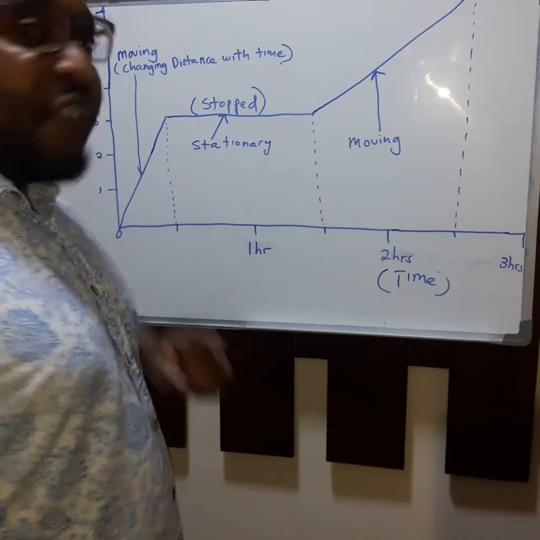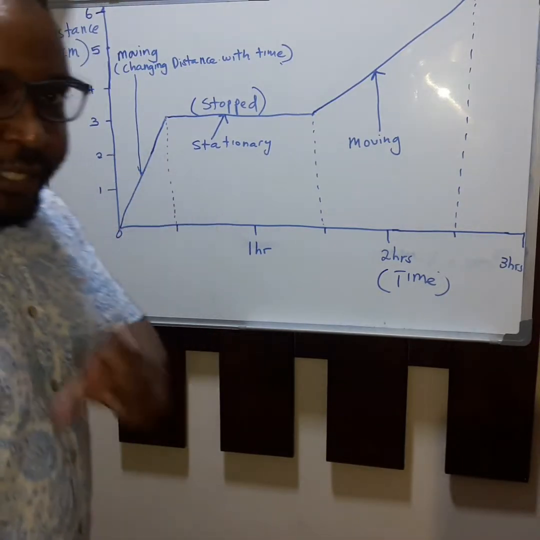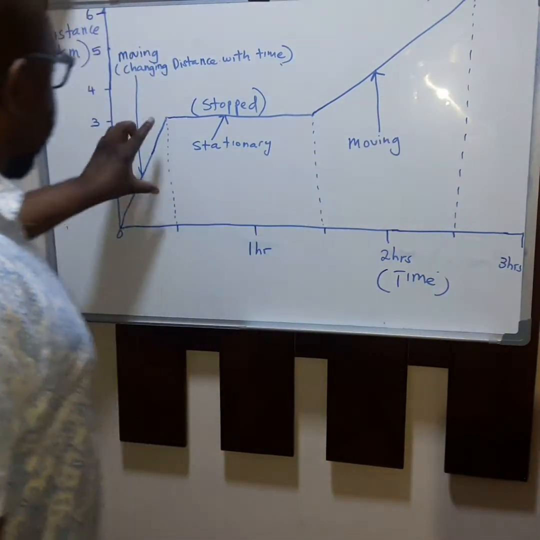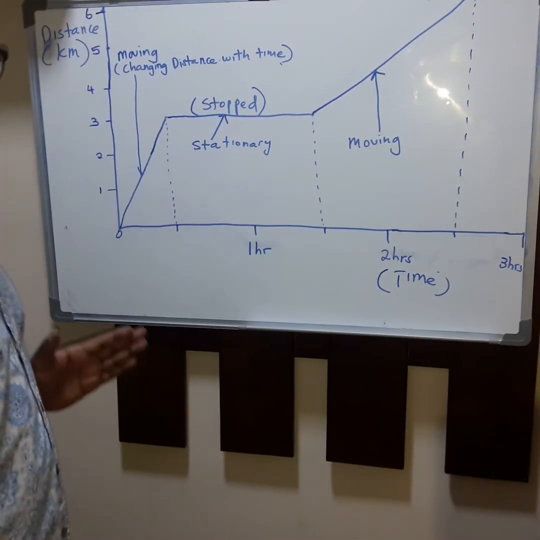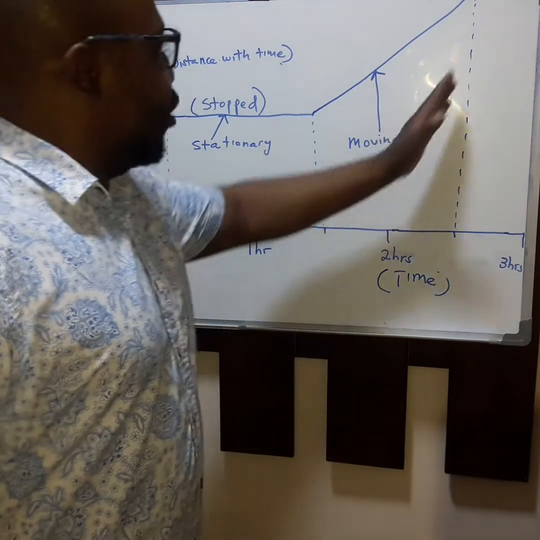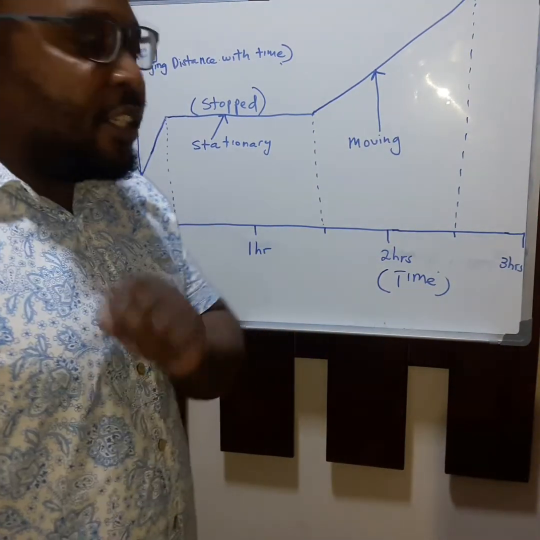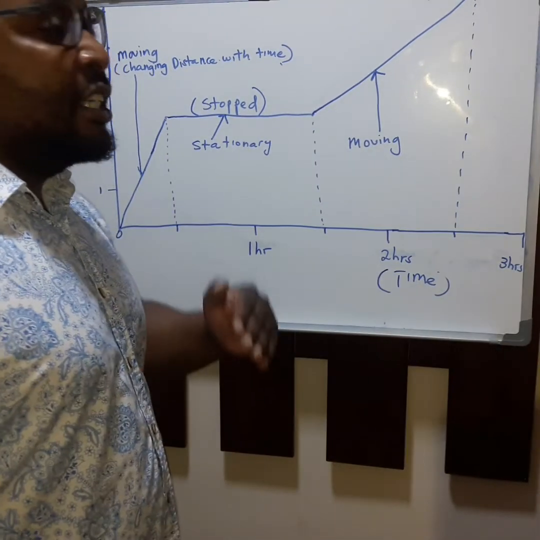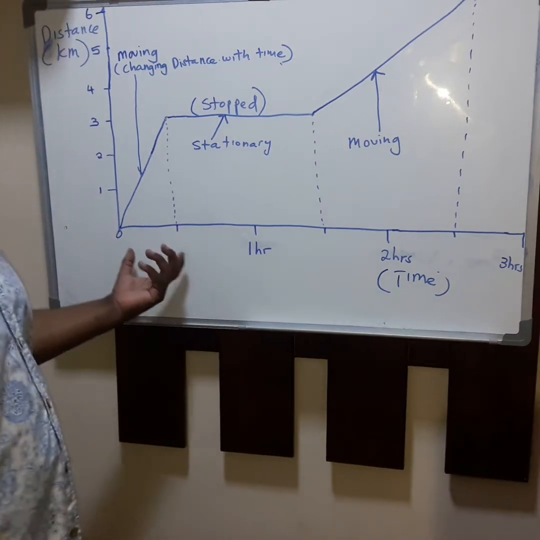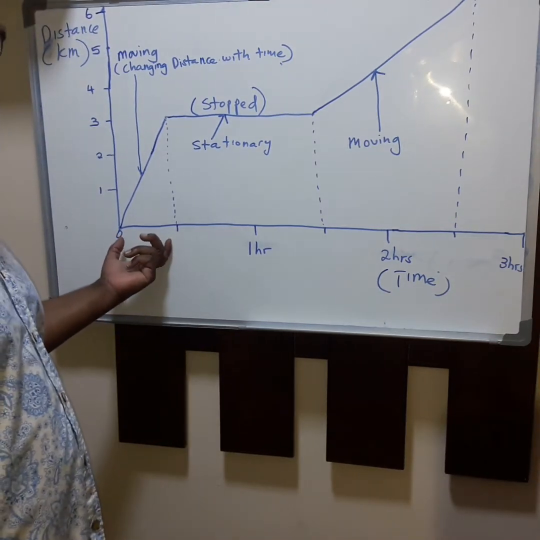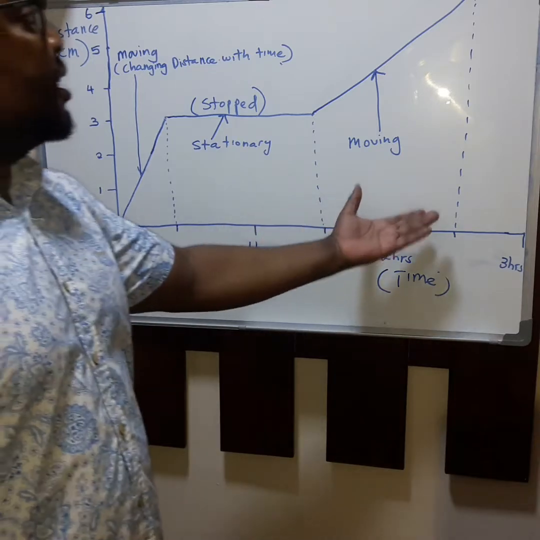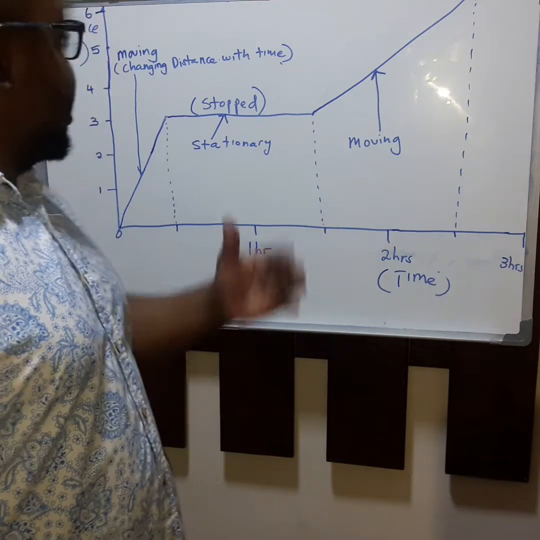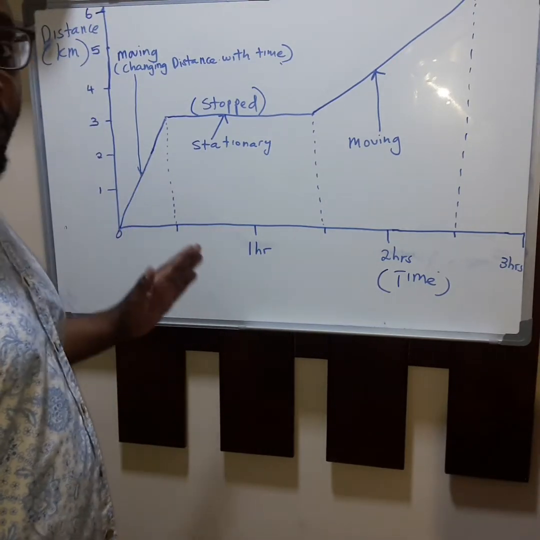But I want to emphasize something. There are 2 parts of motion, the first part and the last part. The distance covered is the same: 3 kilometers in the first phase and 3 kilometers in the last phase. What is different is the time taken to cover the 3 kilometers. In the first phase, it takes only 30 minutes to cover 3 kilometers. In the third part of the graph, it takes an hour to cover 3 kilometers, which is also illustrated by the steepness of the graph.